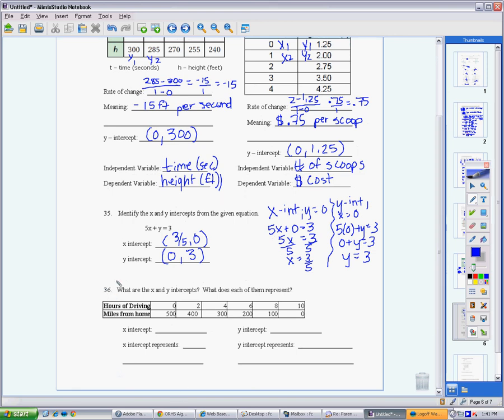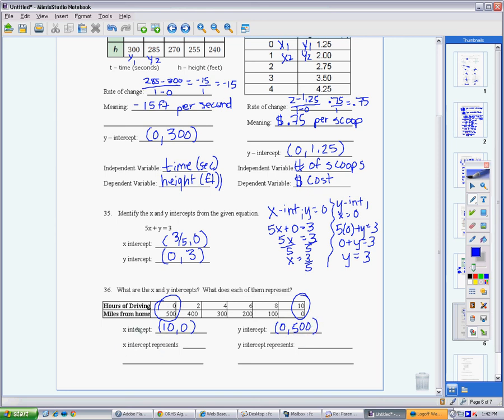36, what are the x and y intercepts and what does each of them represent? My x-intercept is when my y equals 0. So I'm going to look for my y, which is on the bottom, and look for 0, and I find it here. So my x-intercept is at 10, 0. My y-intercept is when x is equal to 0, so I'm going to look at my x's and find out where x equals 0. And x equals 0 here, so I've got 0, 500.